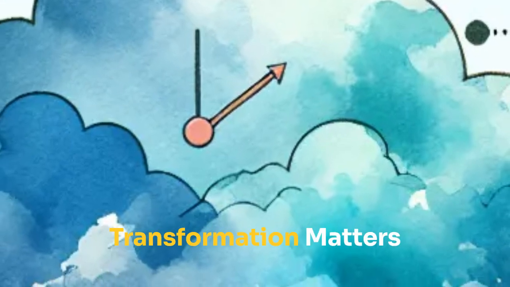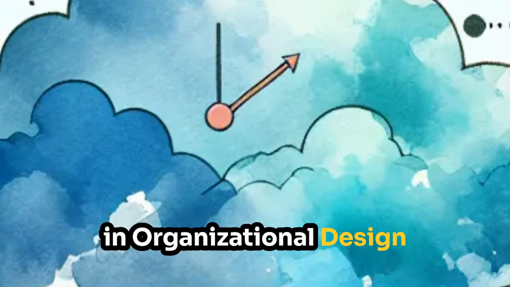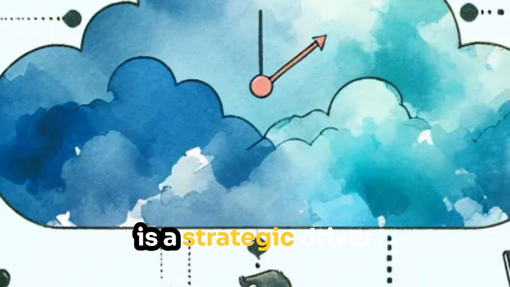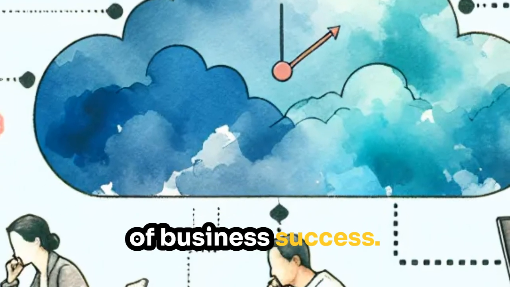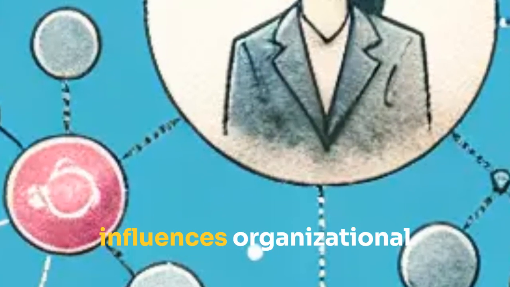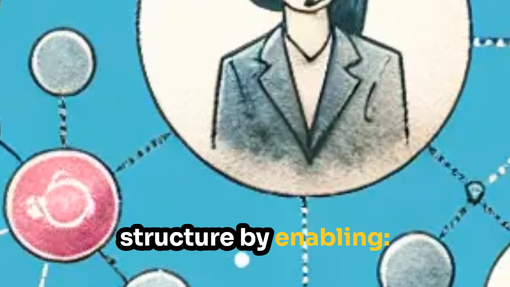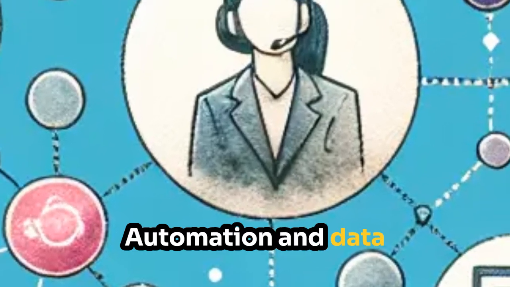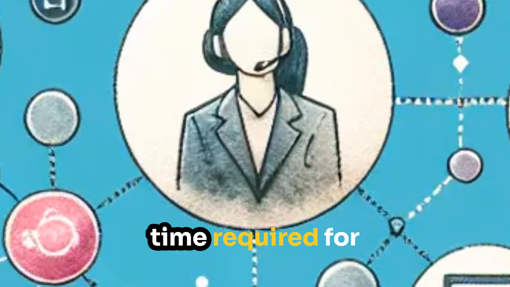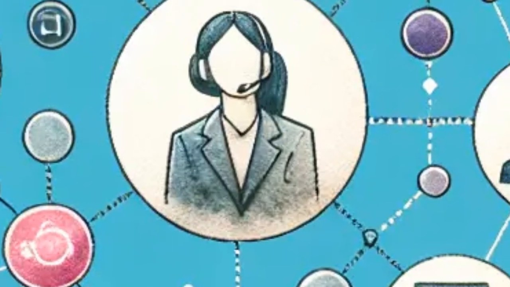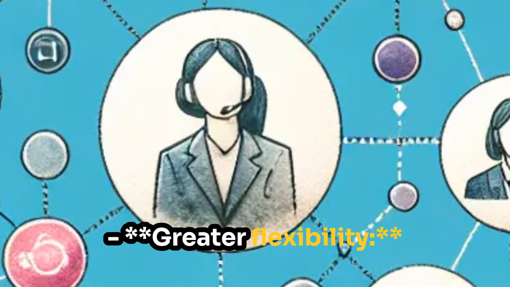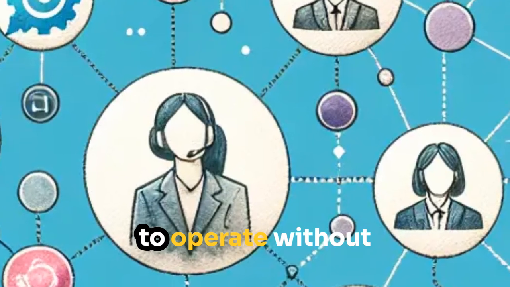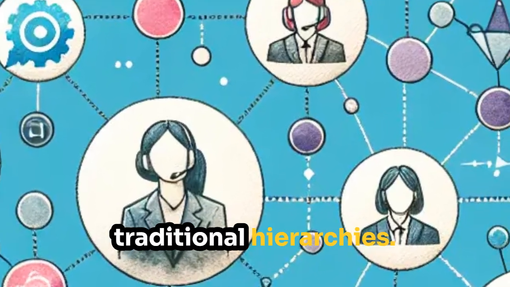Why digital transformation matters in organizational design. Technology is no longer just a support function, it is a strategic driver of business success. Digital transformation influences organizational structure by enabling faster decision-making. Automation and data analytics reduce the time required for decision-making. Greater flexibility. Remote work, cloud computing, and AI allow organizations to operate without traditional hierarchies.